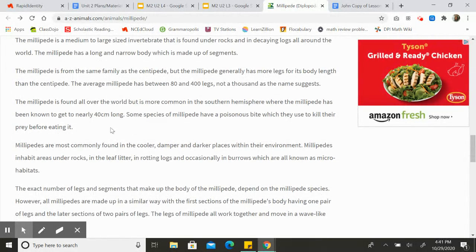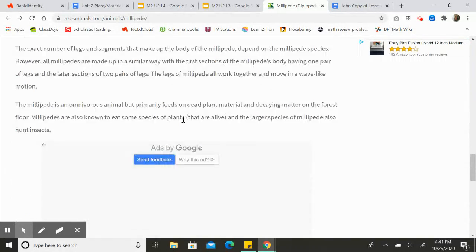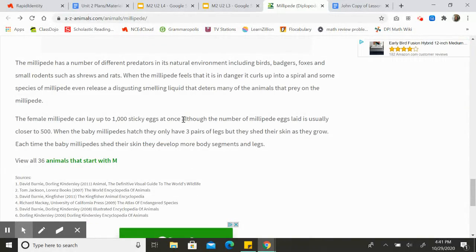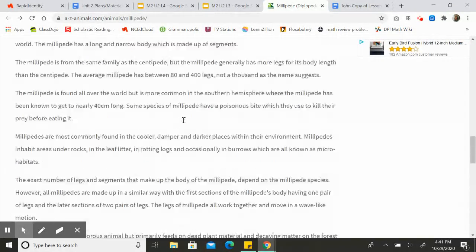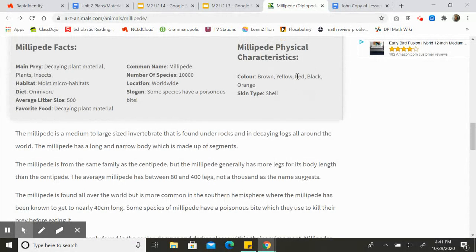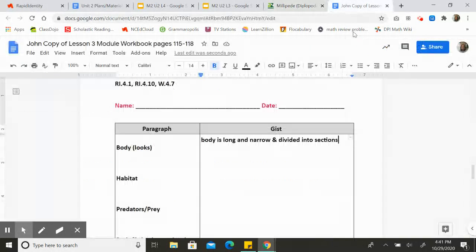The millipede is found. Okay, so this section talks about where it is. I know that we read about the color of the millipede. Well, you know what? I do remember reading it up here. So brown, yellow, red, and black, and orange, and it has a shell. So I'm going to add that in here.